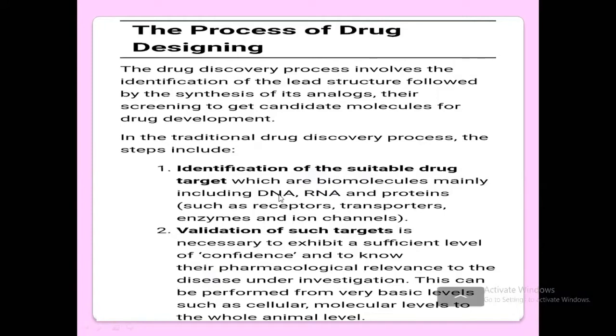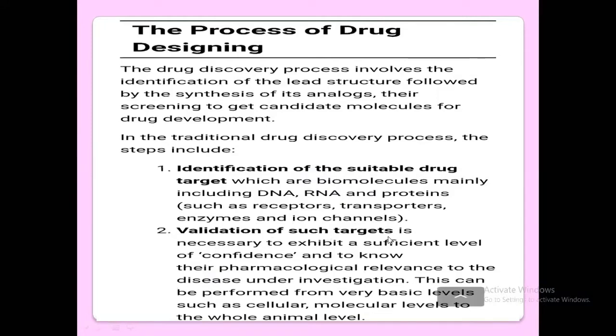Suppose if it is a genetical disorder, DNA, RNA, and proteins. Proteins means such as receptor proteins present in the cell membrane, transporter proteins present in the cell membrane, sometimes enzymes if it is a metabolic disorder, and ion channels present in the cell membrane. These are all the suitable targets for a drug. So then the next step is validation of such targets.